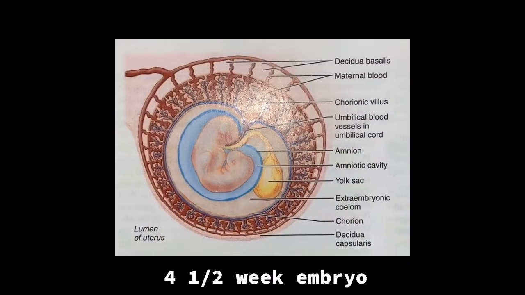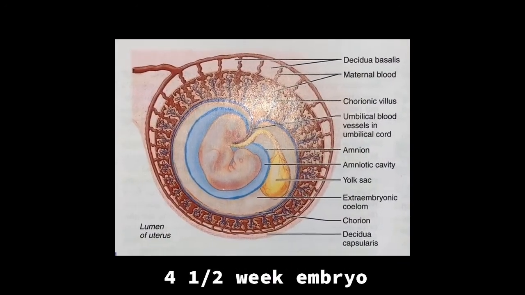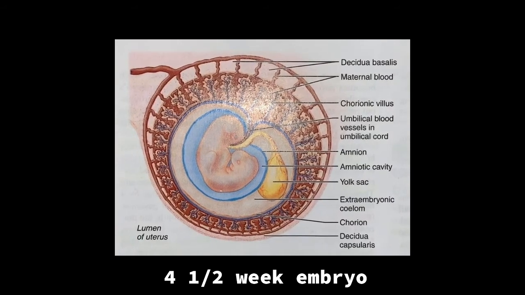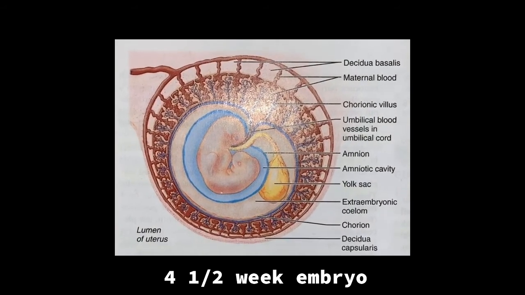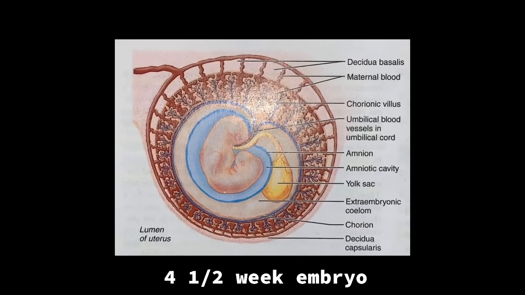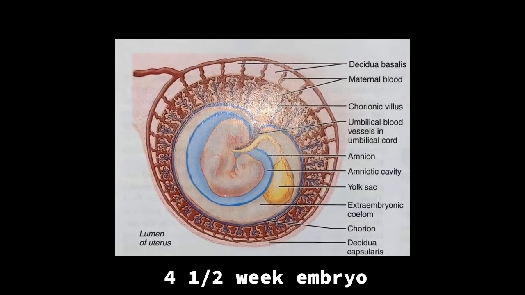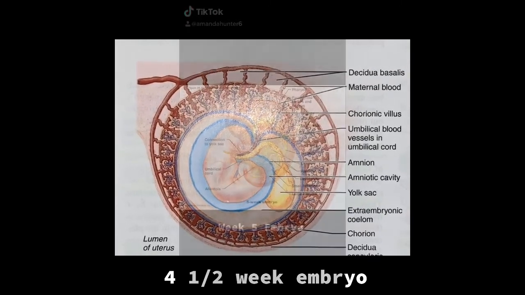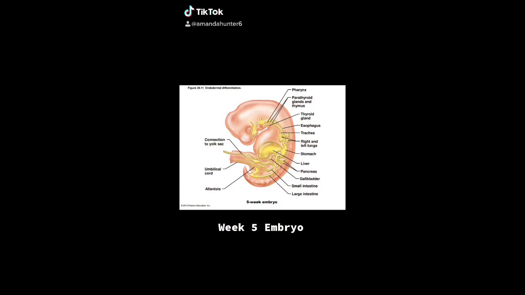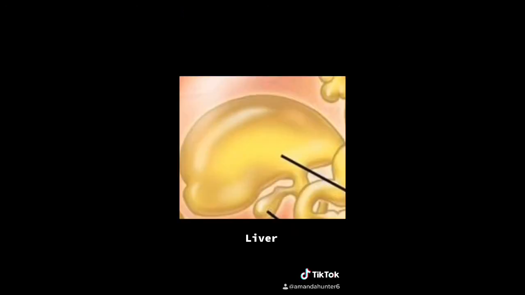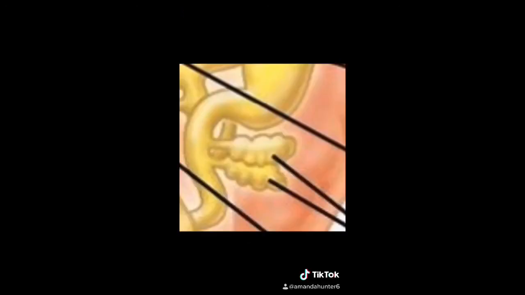From the formation of the primary germ layers, the ectoderm will have formed the structures of the nervous system and the epidermis of the skin. The mesoderm will have formed the muscle tissues, and the endoderm will have formed the epithelial linings of hollow organs. At week 5 of embryonic development, the endoderm forms the epithelial linings of the digestive and respiratory tracts and associated glands.